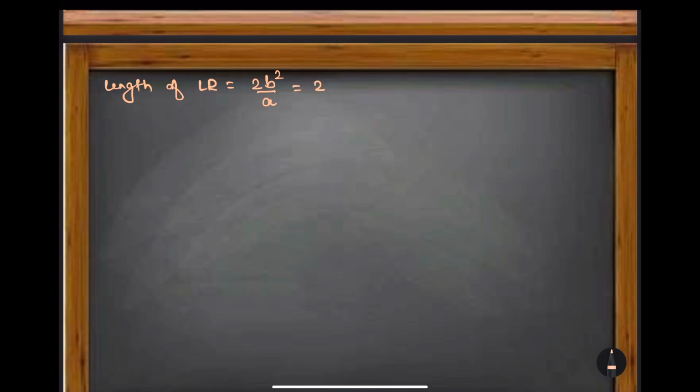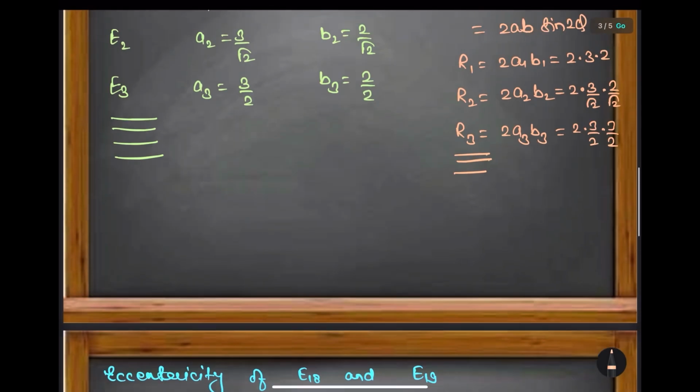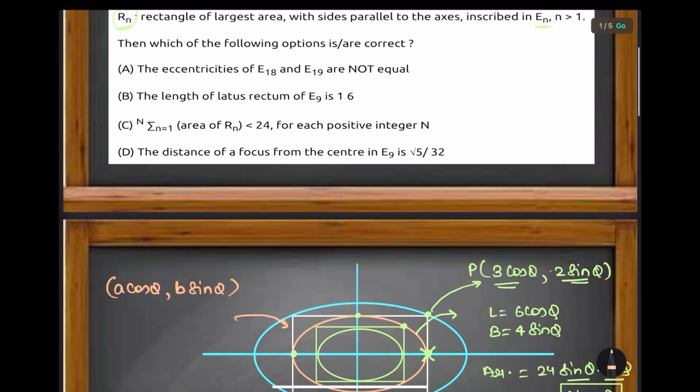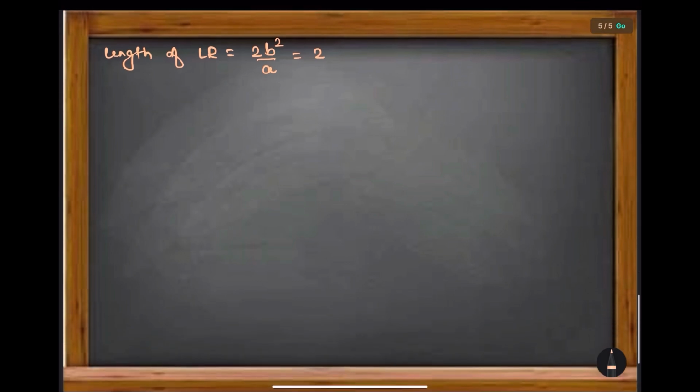Now look at this, we have to go with the length of latus rectum of E9. So they are talking about E9, and you have to deal with A9 and B9. Can I say that A was 3 r power 8, B was 2 r power 8? Correct? Now look at this, we will try to solve.